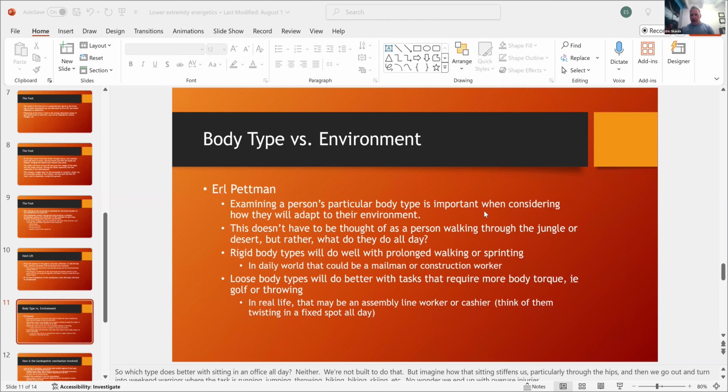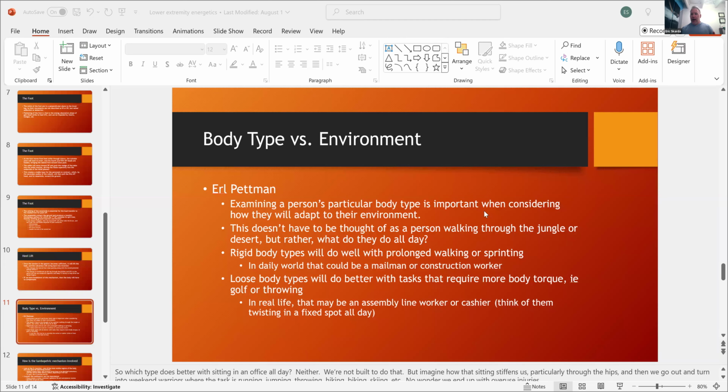But people can fall anywhere along that, right? And so we have to take that into consideration when we're thinking about how we need to approach evaluating this person, right? And determining what's best as far as treatment. The example that I always use is a cashier at a supermarket, right?